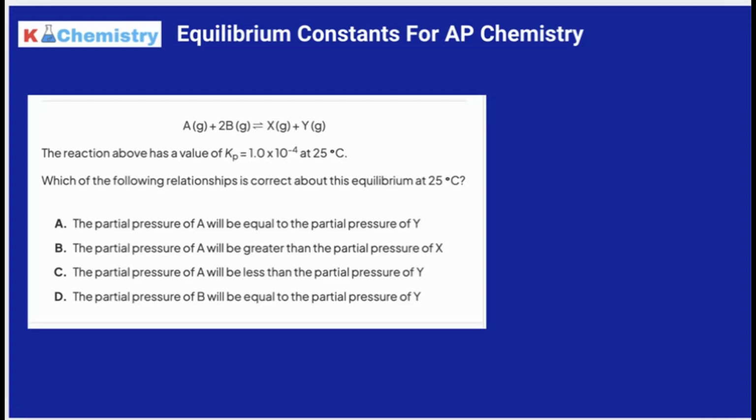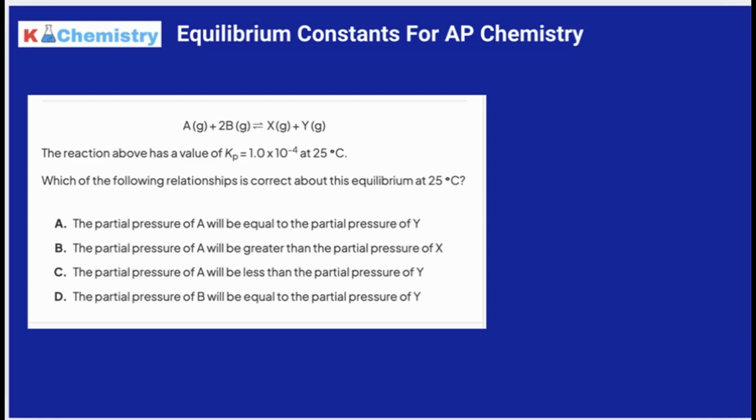The reaction above has a value of Kp equal to 1 multiplied by 10 to the power of negative 4 at 25. I'm given the equation A plus 2B gives me X plus Y. The general equation tells me which of the following relationships is correct about the equilibrium at 25. The partial pressure of A will be equal to the partial pressure of Y. A is equal to Y. A is greater than X. A is less than Y. B is equal to Y.